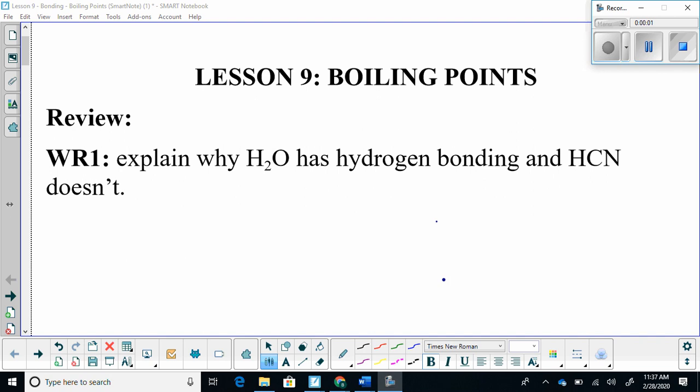Lesson 9, which covers boiling points. But before we get into that, we are going to do a little bit of review from yesterday's lesson.